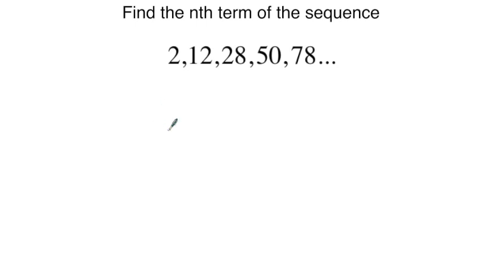Okay, so find the nth term of the sequence. And this sequence doesn't go up by a fixed amount every time. So it's not a linear sequence. So instead of having a common first difference, this has got what you call a common second difference. So as before, if we do this, 2 to 12 goes up 10, and then we've got 16, we've got 22, and we've got 28.